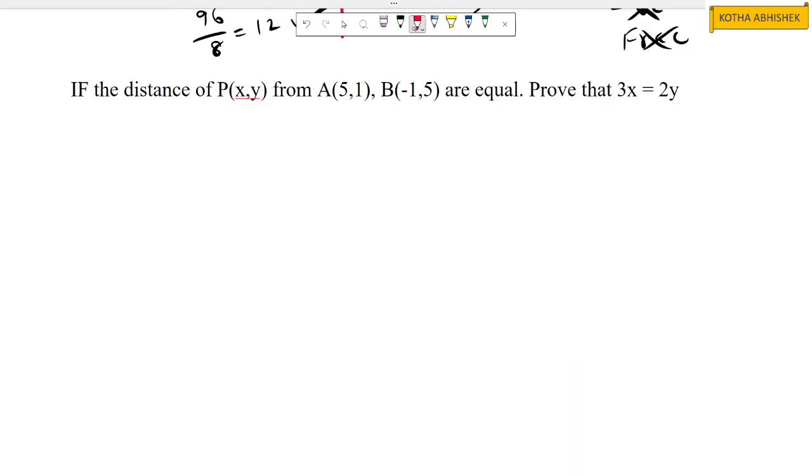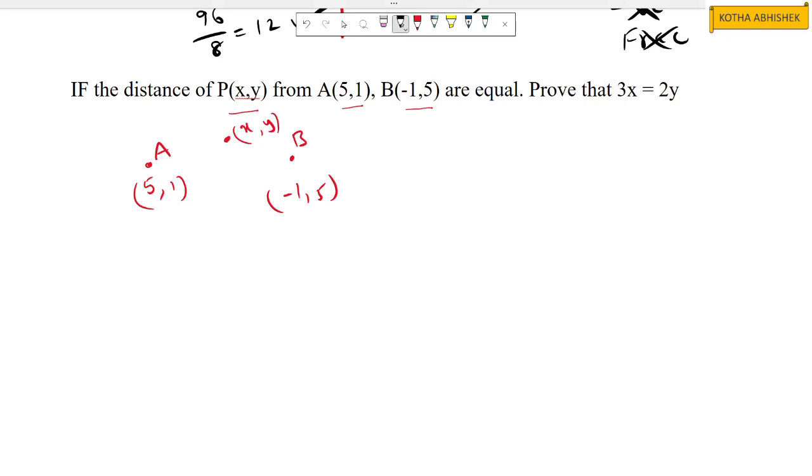Question: if the distance of point P x comma y from point A 5 comma 1 and point B minus 1 comma 5 are equal, then prove that 3x equals to 2y. So here we have 2 points. One point is 5 comma 1, that is point A, and another point B is minus 1 comma 5, and one more point, somewhere it is there, that is x comma y, and he is saying that this point distance from these 2 points are equal to each other.